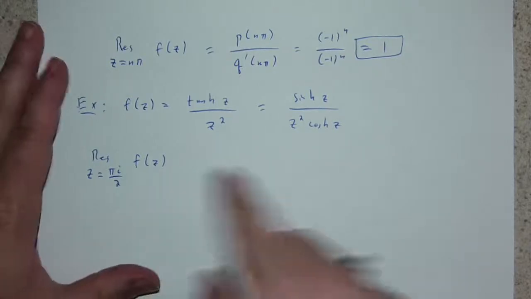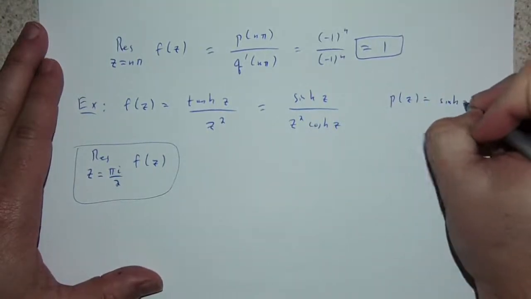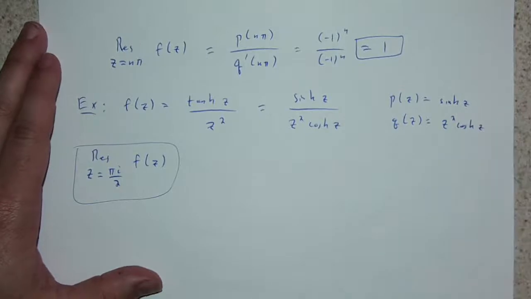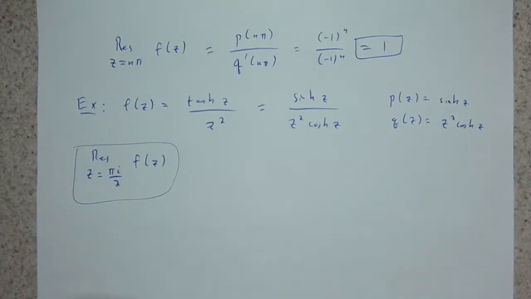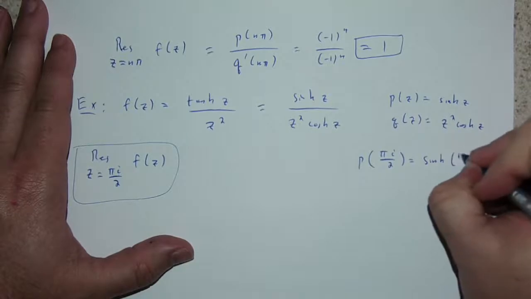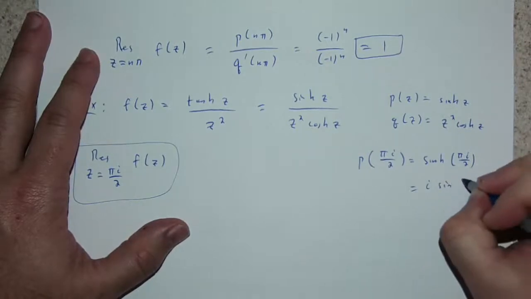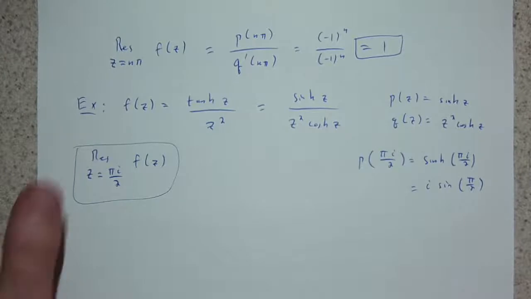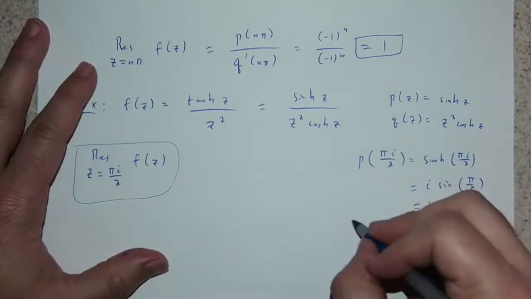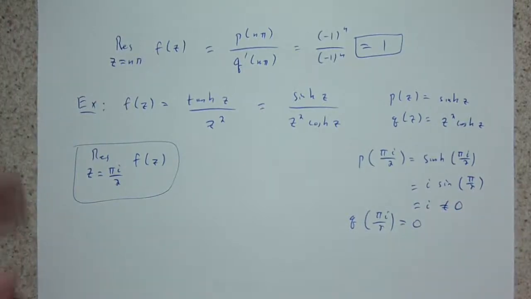Okay. And so, in order to compute this, I write p of z is hyperbolic sine. I write q of z to be this denominator z squared cosh z, right? So then p of pi I over 2 is sinh of pi I over 2. What's sinh of pi I over 2? This is actually I times sine of pi over 2. So this is just I, which is not 0. Of course, q of pi I over 2 is equal to 0.